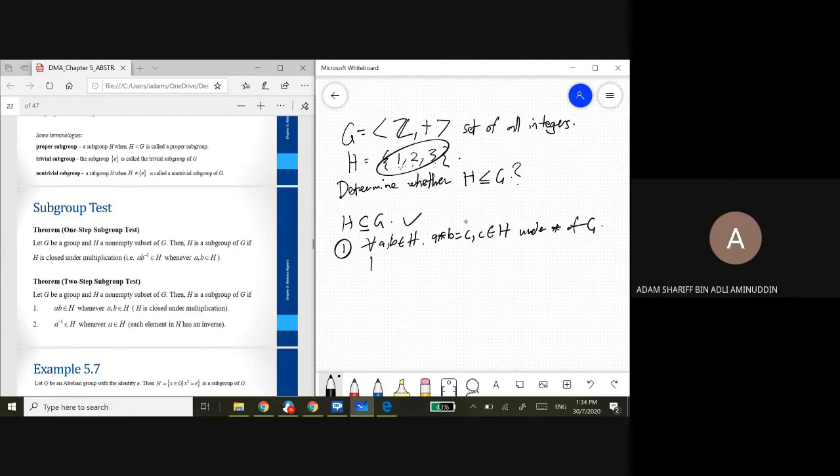1 plus 1. Why do I use plus? Plus is based on the binary operation of G, addition of integer. 1 plus 1 equals 2. Is it closed in H? 2 must be closed in H. 1 plus 2 is 3. Is it closed in H? Also in H. There is one problem though. 1 plus 3 equals 4. This 4 is not in H.